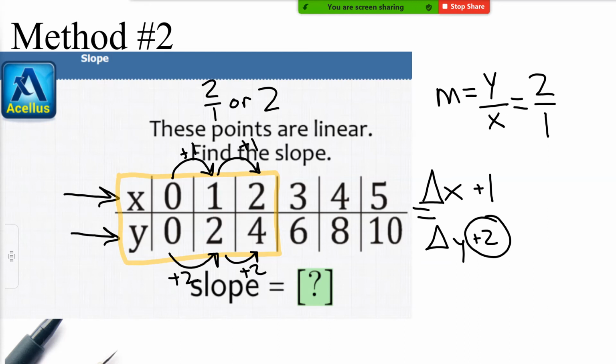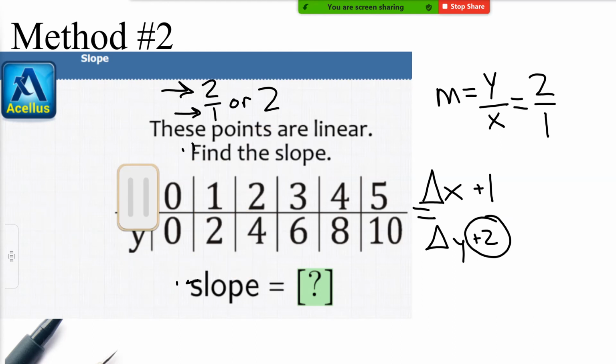Now I want you to notice if I did the formula, I would get the same answer. The second y minus the first y is 2. The second x minus the first x is 1. Notice if I did the formula, it still works, but we can look at this table and go a lot faster and say, oh, it changes by 2 over 1. Wow, that's a lot faster.